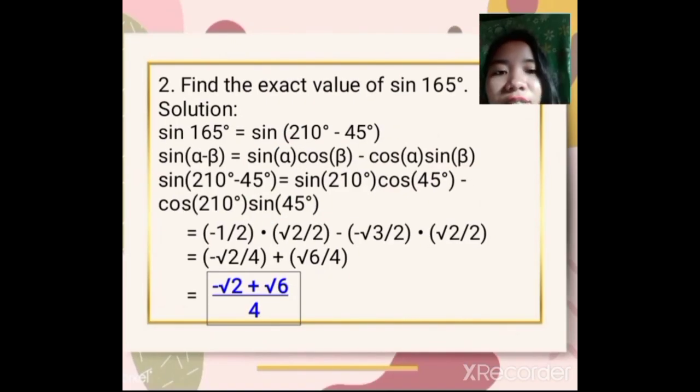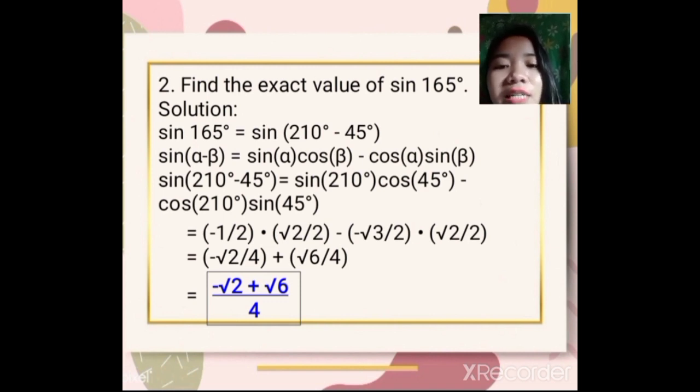So the second example, we have find the exact value of sine 165. As what we have done in the first example, we will find two degrees that their difference will result in 165 degrees. So we have 210 degrees minus 45 degrees. So we have the formula sine (A minus B) is equal to sine A cos B minus cos A sine B. So substitute the values of A and B.